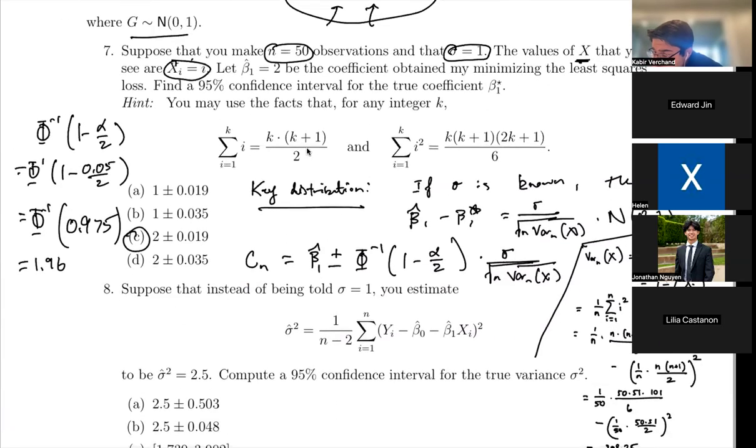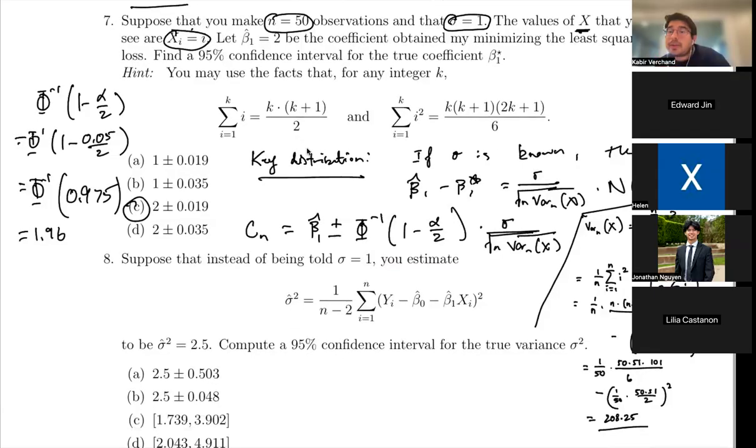Maybe just before I do this, questions 7, 8, 9 are really just calculating confidence intervals for various quantities that we deal with in these regression studies. 7 is if you have oracle knowledge of sigma.